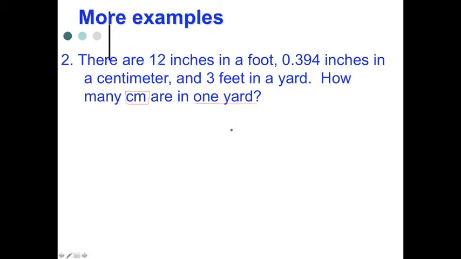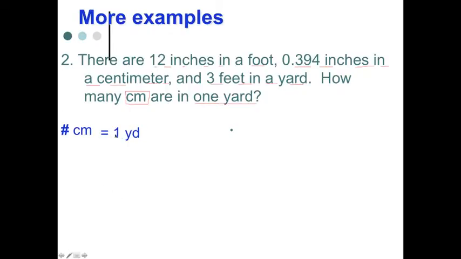And all of these statements up here, 12 inches in a foot is a conversion equality. 0.394 inches in a centimeter is another conversion equality that they gave us. And 3 feet in a yard is a conversion equality. So we want to know the number of centimeters equal to 1 yard. And as I look at my conversion equalities, I can start to map it out.